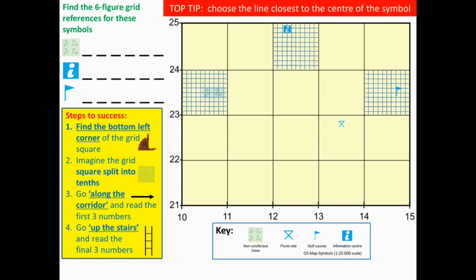So do you think you can work out the six-figure grid references for the other map symbols? Why not pause the video here and have a try? And if you need to go back at any point and watch the steps again, that's fine. Do it as often as you need to. Just remember to use the steps.